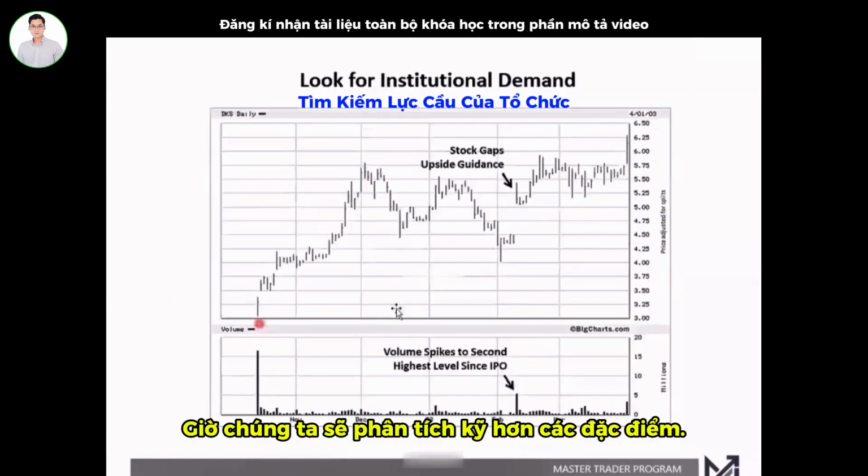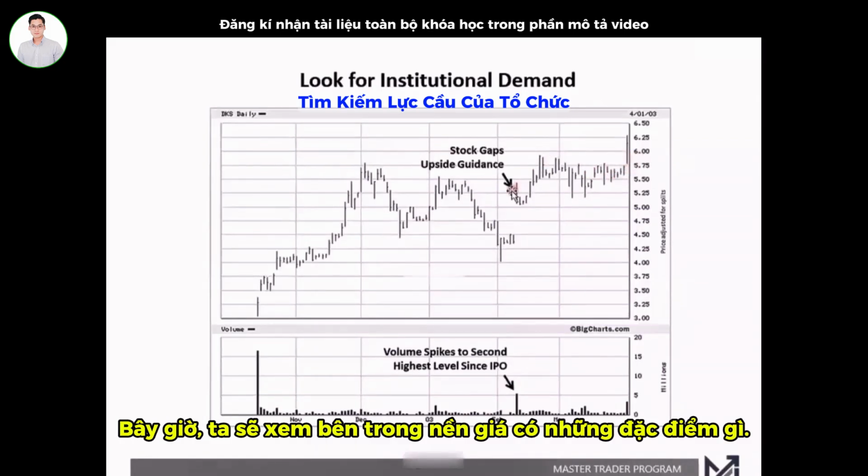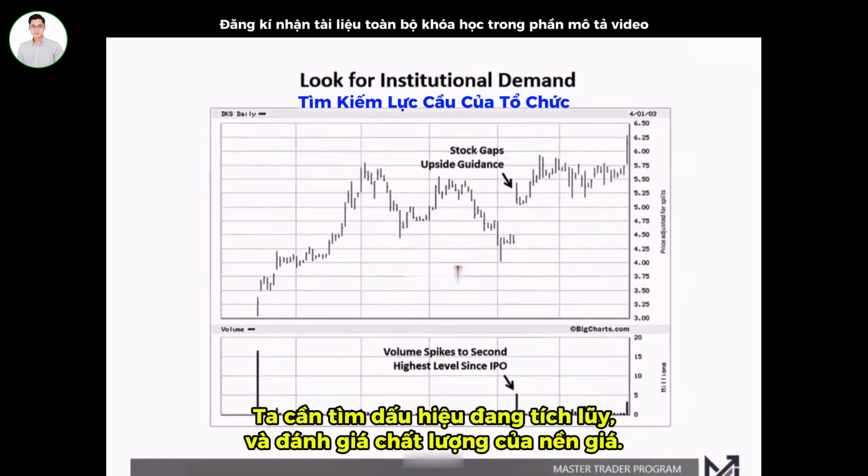Now, more characteristics. We're going to work backwards here. We started with the uptrend, then we talked about the base, and then we got into the pivot point on the right side. We're going to go backwards a bit now and start to look within the base. What are some of the characteristics that we want to see, and some of the tip-offs that this stock may be under accumulation with institutions, and that it's a stock we might want to consider, and also to start to ascertain and gauge the quality of the base.